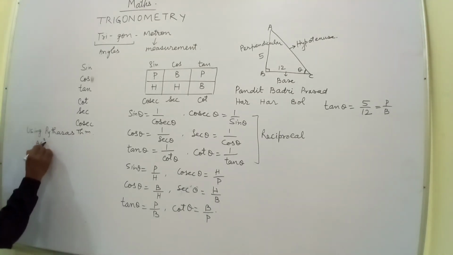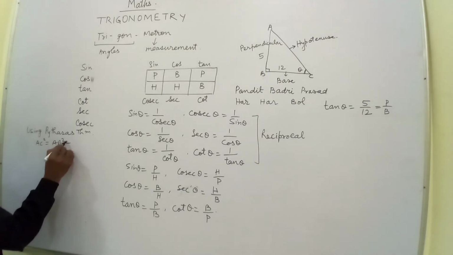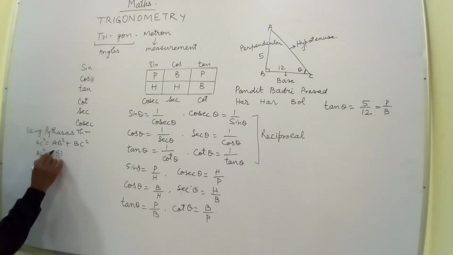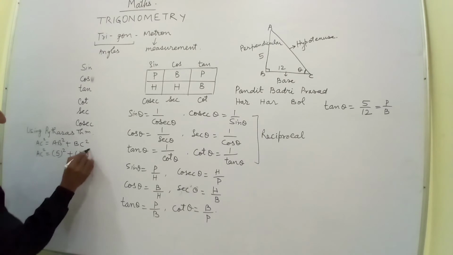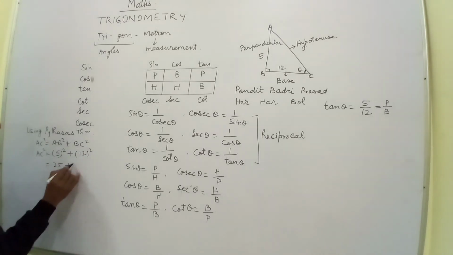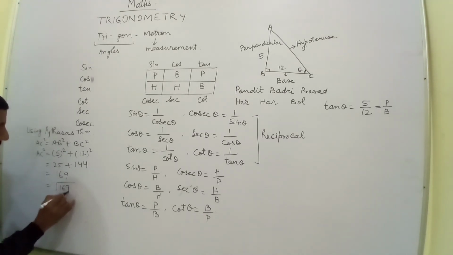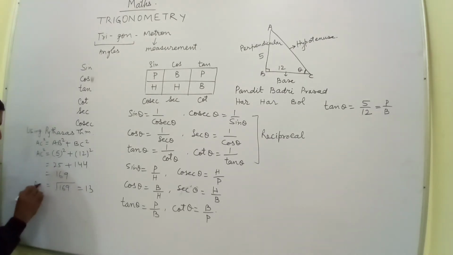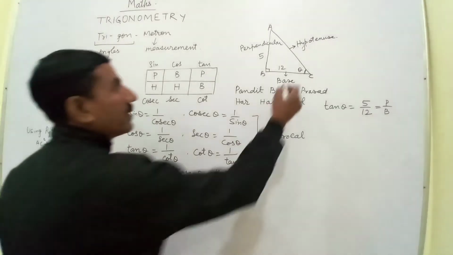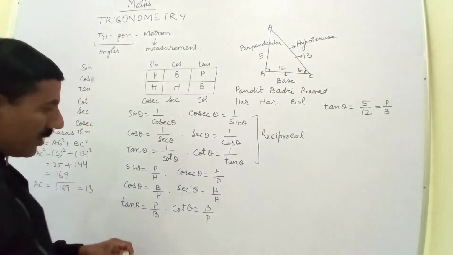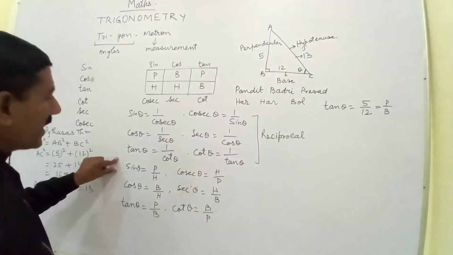Hypotenuse AC square is equal to AB square plus BC square. AC square is to be found: 5 square plus 12 square. 5 square is 25 plus 12 square is 144. It gives 169, and 169 is the perfect square of 13. So AC is 13 centimeter. Now you can find all the trigonometric ratios from this triangle.